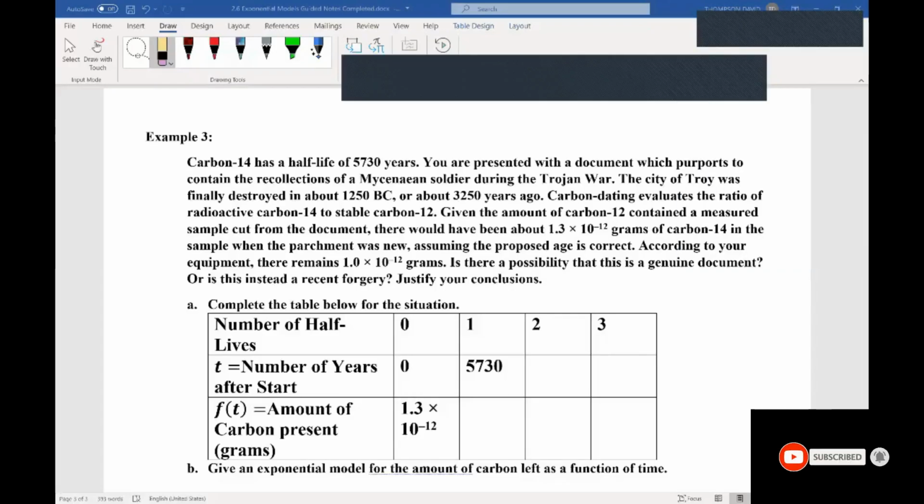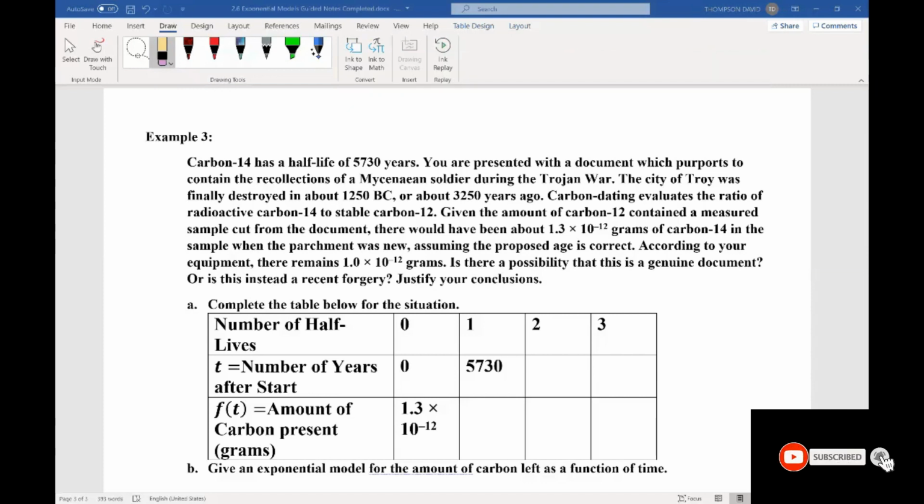Example 3. Carbon-14 has a half-life of 5,730 years. You're presented with a document which purports to contain the recollections of a Mycenaean soldier during the Trojan War. The city of Troy was finally destroyed in about 1250 BC, or about 3,250 years ago.